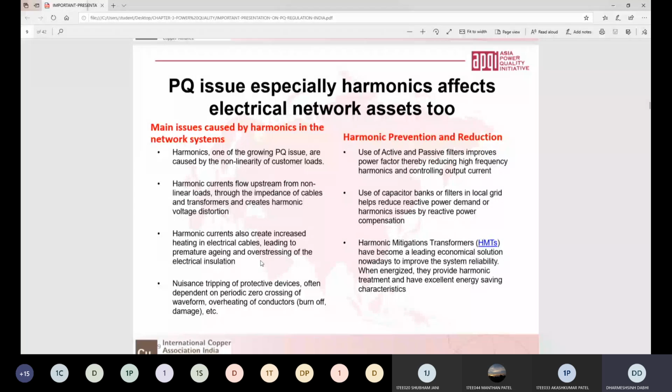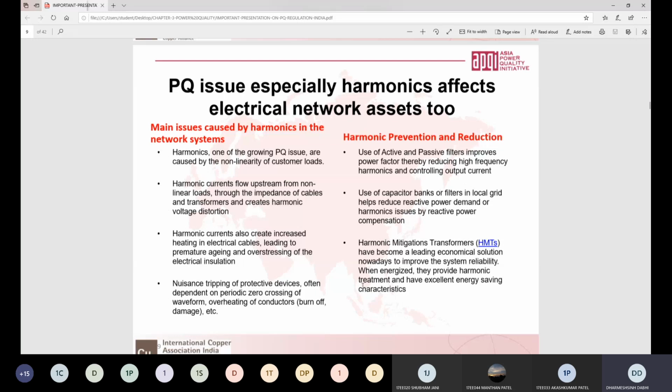Harmonic current also creates heating in the cables, motors as well as transformers. That creates problems related to the aging effect in the devices and electrical stresses in the electrical insulation. So all are the problems created by harmonics. They also create nuisance tripping of the protection devices and overheating of the conductors. For harmonic prevention or reduction, we use active filters, passive filters, capacitor banks at the load side, as well as harmonic mitigation transformers. This is a special type of transformer, and it is a solution to remove these power quality problems.